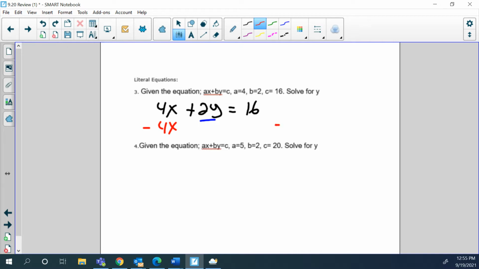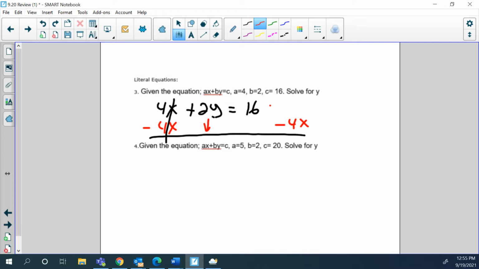Now, notice what I do. I put my -4x off to the side. I don't want to confuse that. You can't subtract or add 16 and -4x. Okay. Now I'm going to draw my line. Now this goes away because I'm going to cancel it. And on the left side now, I'm going to bring down the 2y.